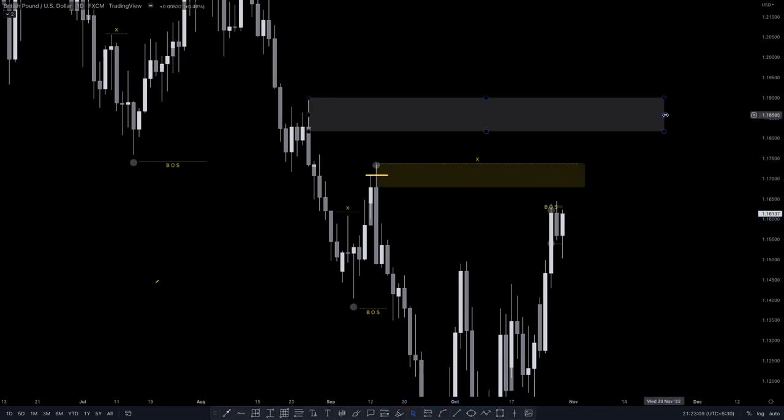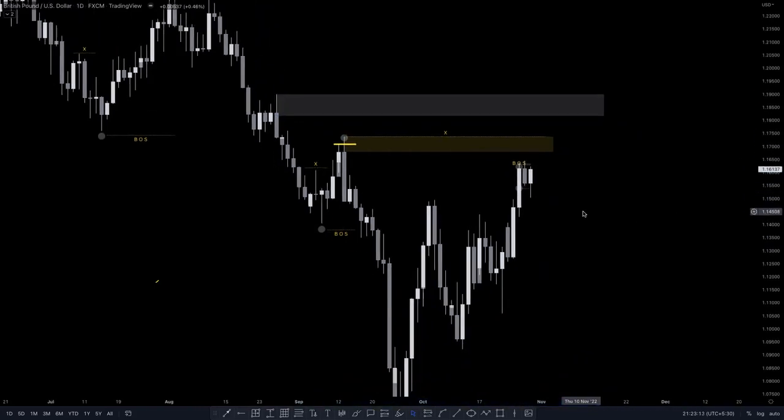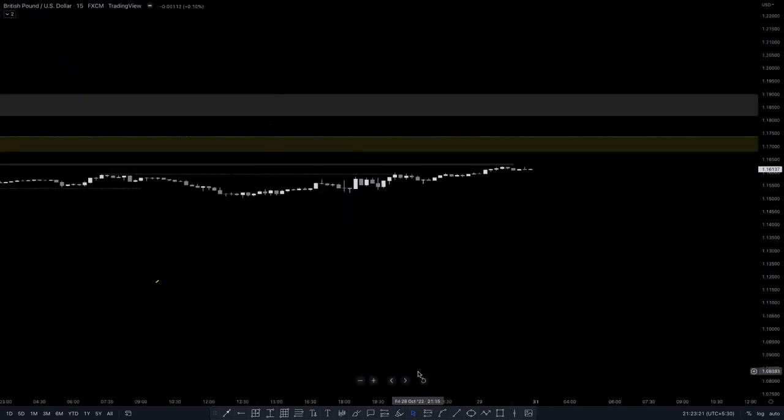And the next possible scenario is here, which is a much higher probability entry for the sell in GBPUSD as per the daily time frame structure. If I switch here into the 15-minute structure, then you can see.